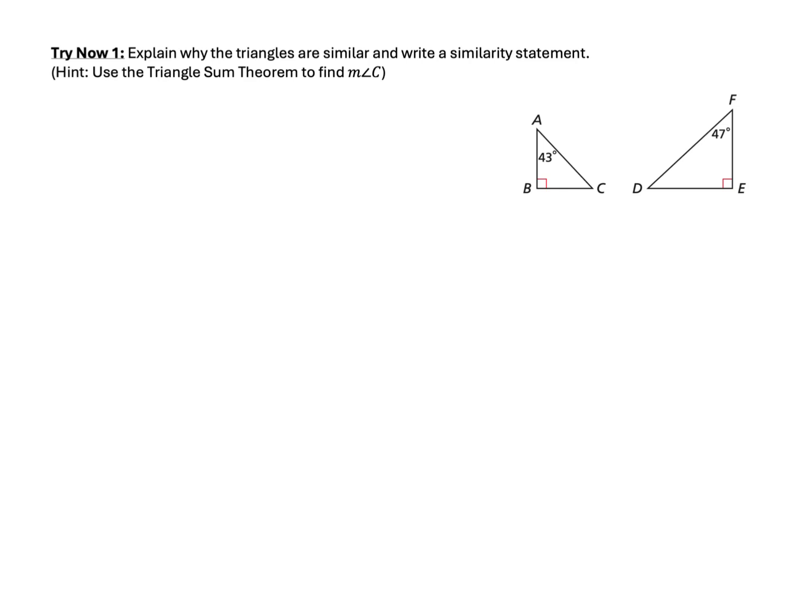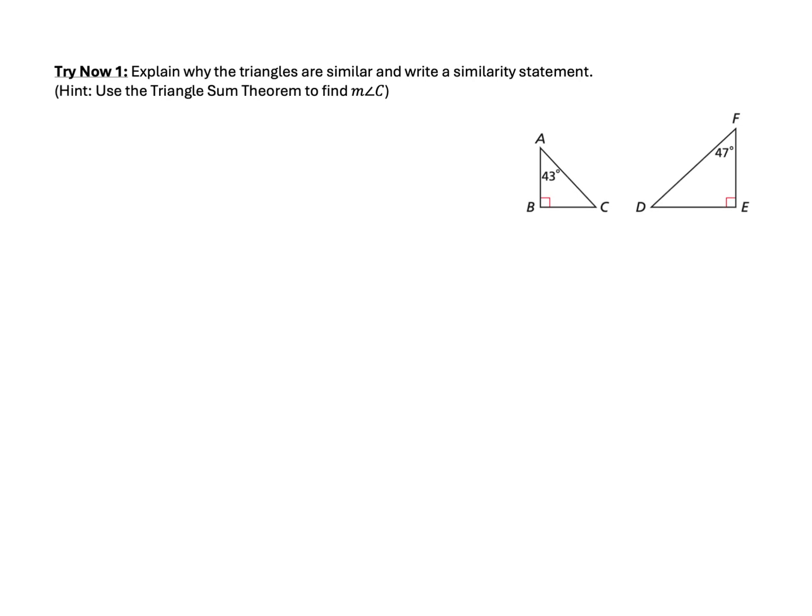For our final example here for the day 1 portion of the notes, it's a try now, and you're going to look at the triangles and explain why they're similar and write a similarity statement. For the explain why the triangles are similar, this is where you're going to have your choices of the 3 similarity postulates. Either angle-angle similarity, side-angle-side similarity, or side-side-side similarity.